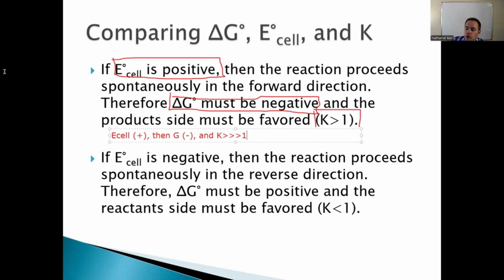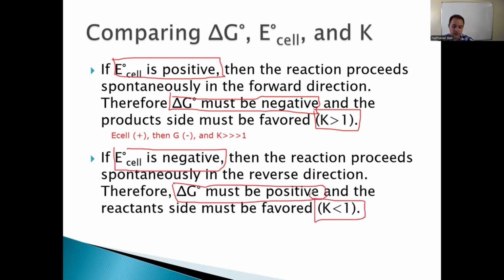The opposite is also going to be true. If we draw a galvanic cell and we see that the voltage is negative, then that means it's non-spontaneous in that direction, which means delta G is positive, which means the reactant side is favored, which means the equilibrium constant is less than 1. So if the voltage for your galvanic cell is negative, then delta G must be positive, non-spontaneous, and the equilibrium constant must be less than 1.